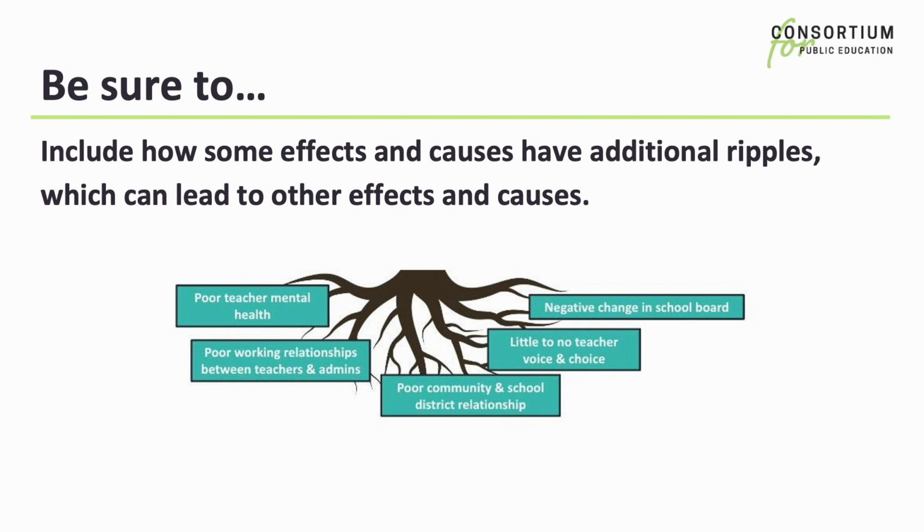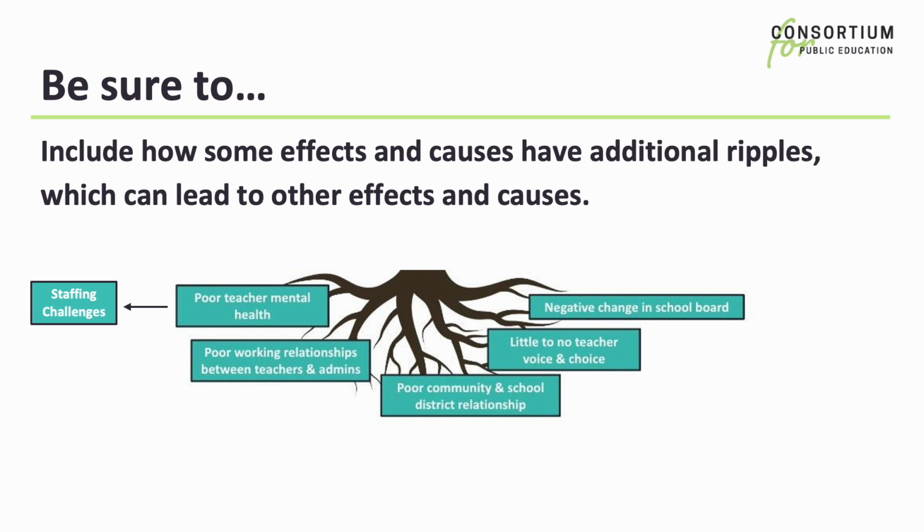Finally, be sure to include how some effects and some causes have additional ripples, which can lead to other effects and causes. In our particular system, poor teacher mental health has led to staffing challenges because there are not enough subs to fill the vacancies when teachers take off.